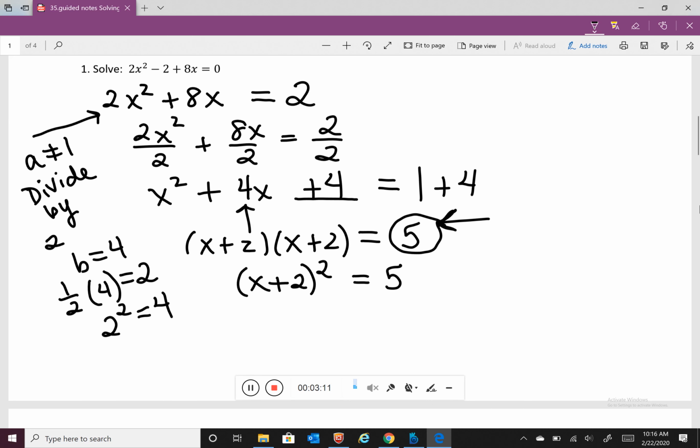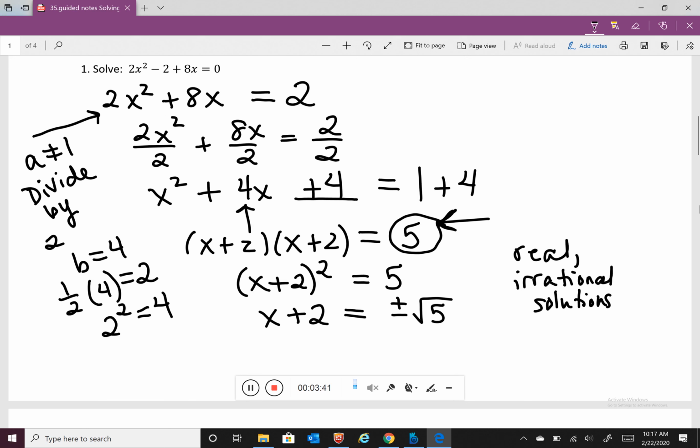And now we're applying the square root property. We're going to take the square root of the left side. And because this is quadratic, we have two solutions. So positive and negative square root of 5. And notice 5 is positive, therefore our solutions will be real. But 5 is not a perfect square, so our solutions are real but irrational.